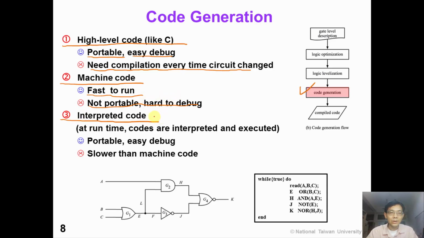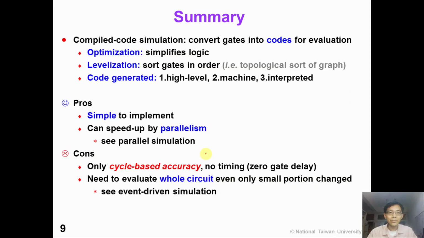The third code is called interpreted code, such as this code. It's not C code, it's not machine code. This kind of interpreted code can be interpreted at runtime and executed. It's very portable and easy to debug. Runtime is a little bit slower than the machine code.